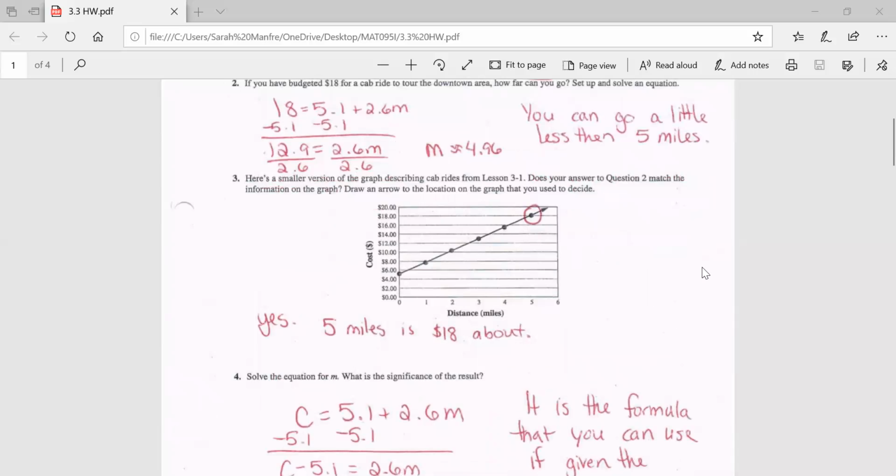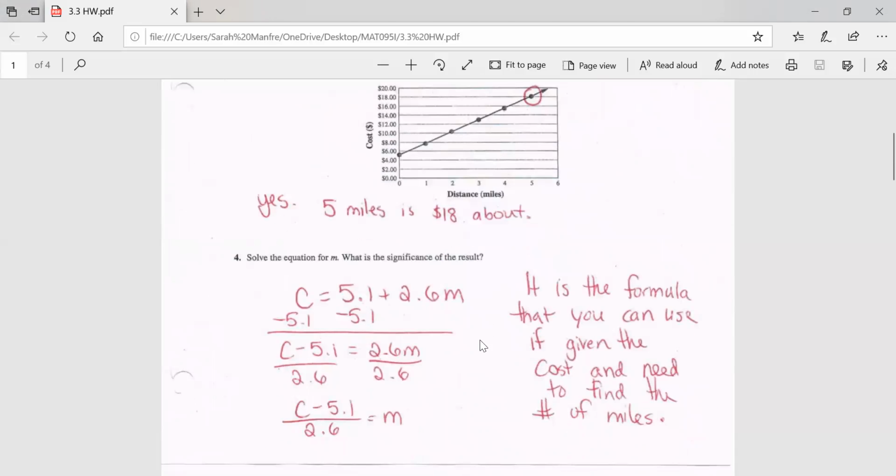Okay, moving on to question number 3. It says, here's a smaller version of the graph describing car rides from lesson 3-1. Does your answer to question 2 match the information on the graph? Well, here's $18 right here. If I go across that line, look all the way across, where's the dot that it corresponds with? If I look above, it's right above the 5 miles. So yes, it does.